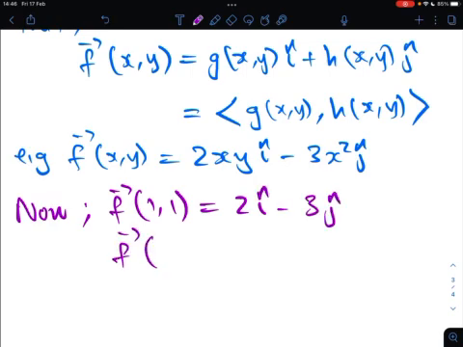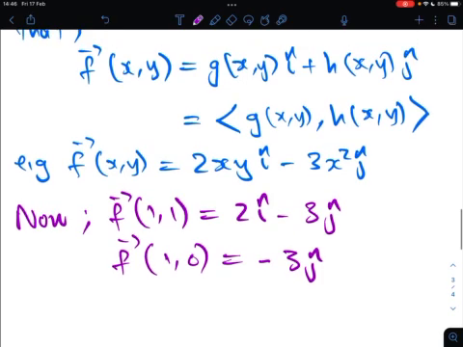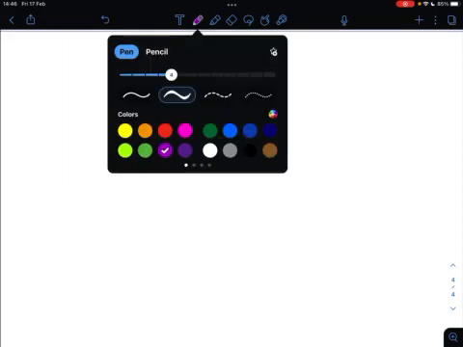And when you feed the point (1, 0), you can see that you get minus 3j. Which means we can see that to each point in space, it is always associating a vector to that particular point. So this is how we define a vector function in 2-dimensional space. What about in 3-dimensional space now? What about vector functions in 3-dimensional space? How will we define them?